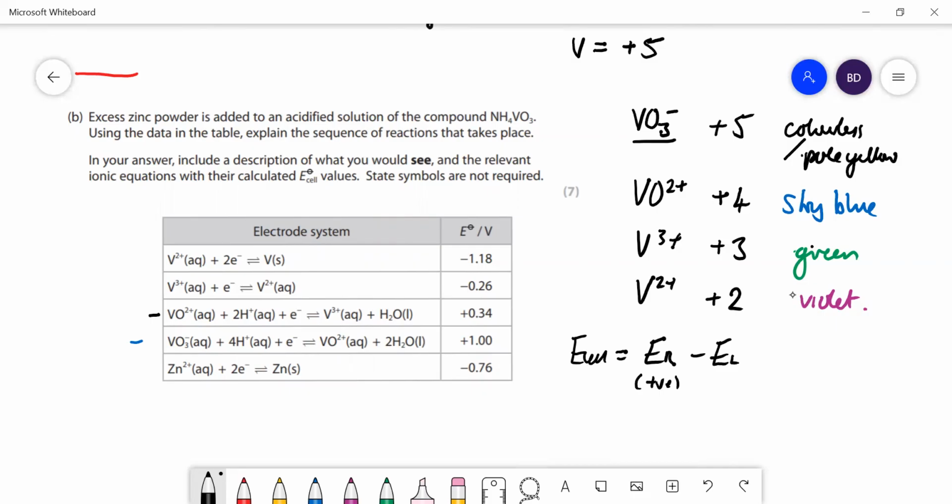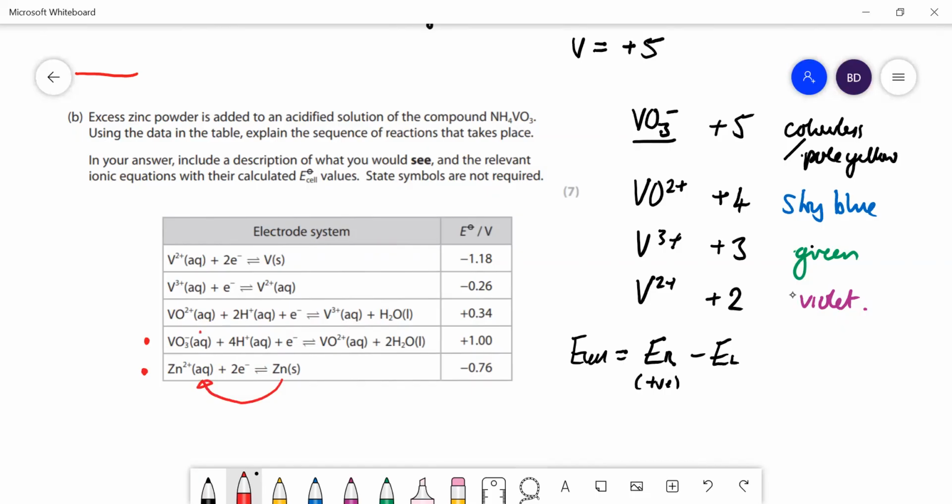Right, so let's see if we can predict what would happen. First of all, we need to look at the VO3 plus equation, which you've got there, and we're comparing that to the zinc equation. Now let's see which is the most negative. Clearly the zinc is way more negative, so the zinc is going to be best at giving out electrons, pushing away electrons. So that's going to go backwards, giving out those electrons.